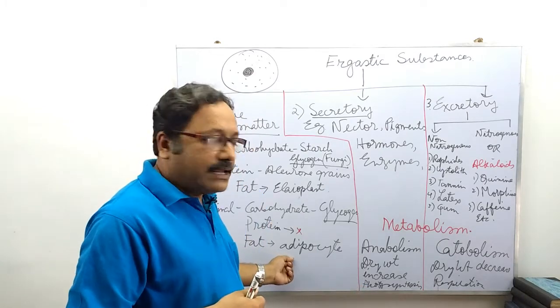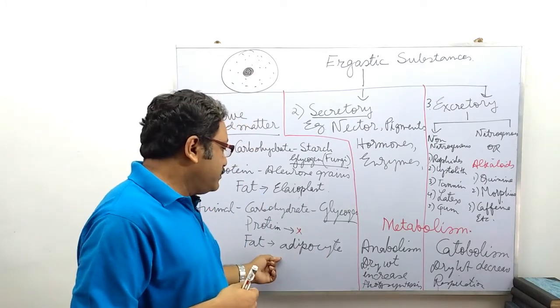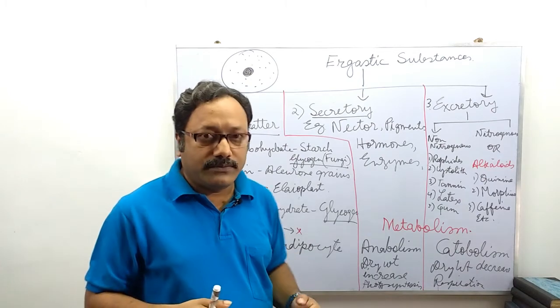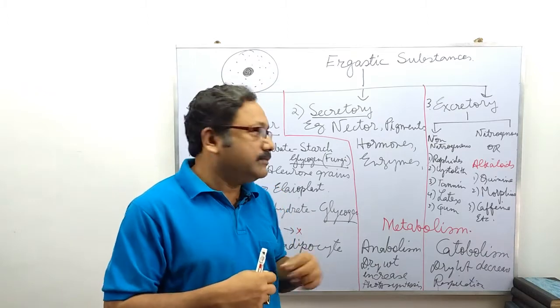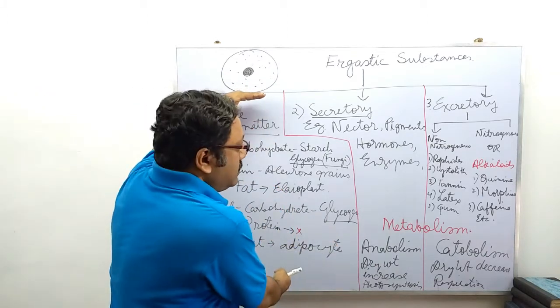Now, fat can be stored in the adipocyte. Adipose means the fat and cyte means the cell. So, in the adipose cell, fat is stored. That is, the adipocyte cells are present in the connective tissue. Now, this portion I think it is now clear.